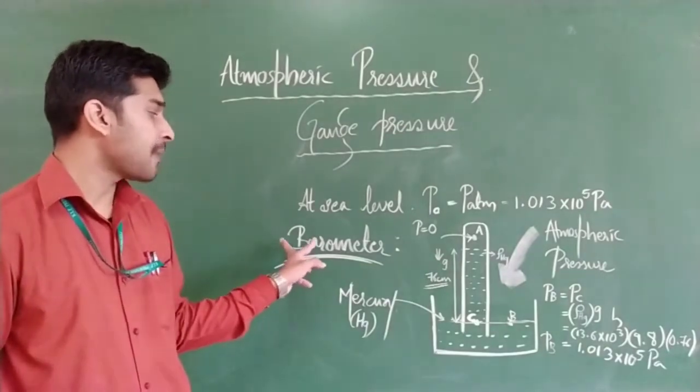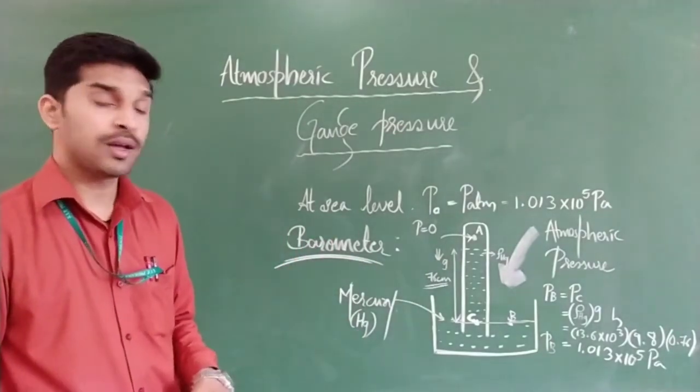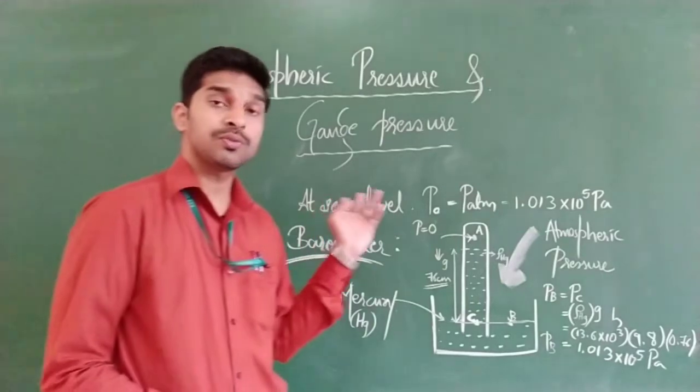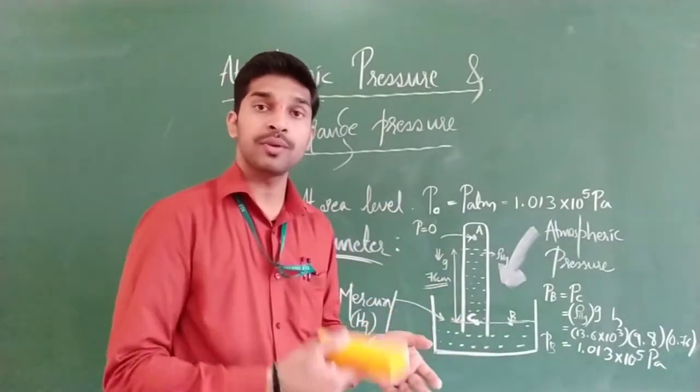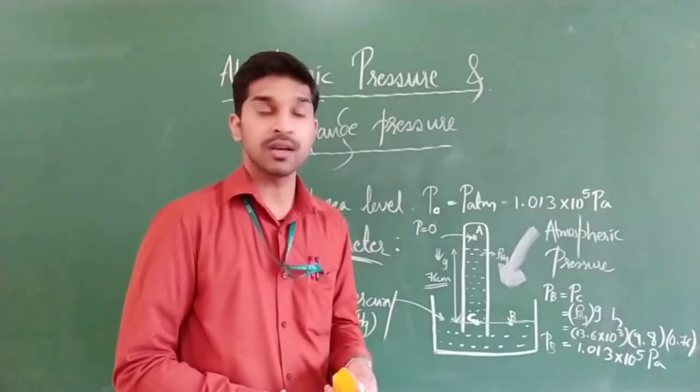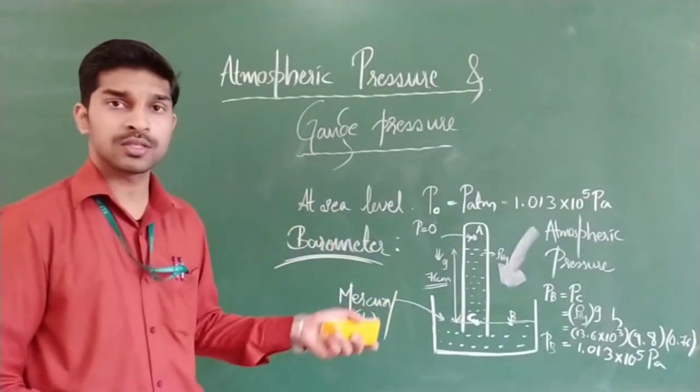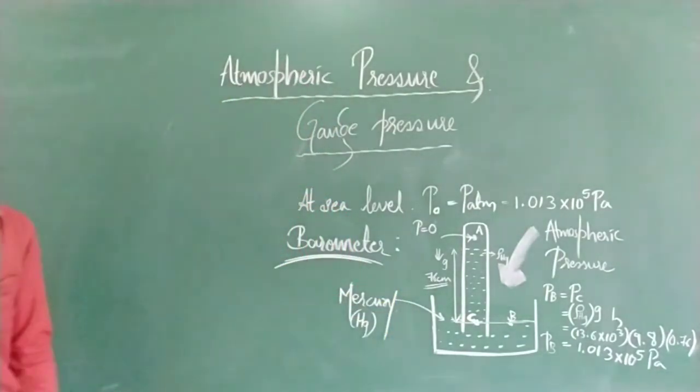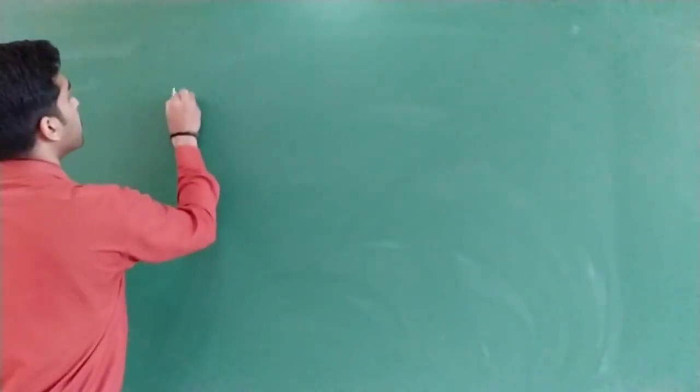Next concept is manometer. Clear? Barometer is a device used to measure atmospheric pressure. Manometer is a device used to calculate pressure difference. Clear? So you can copy it down. Shall I erase the board? Okay? Clear? So next we are going to discuss manometer.